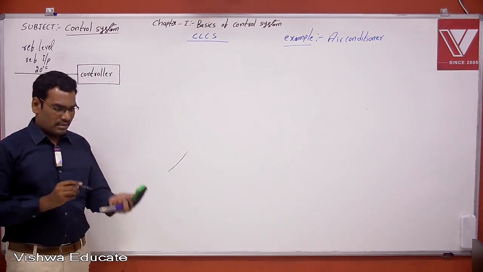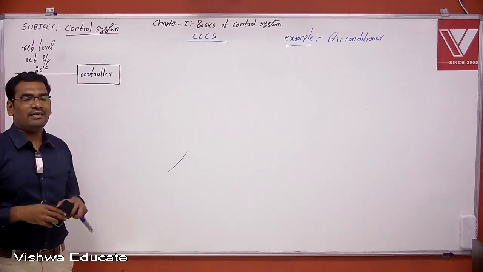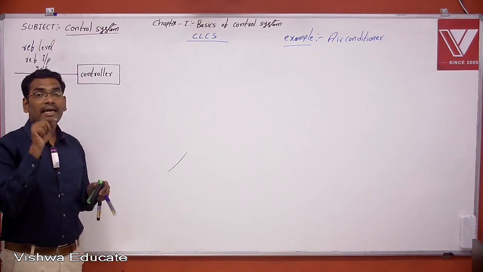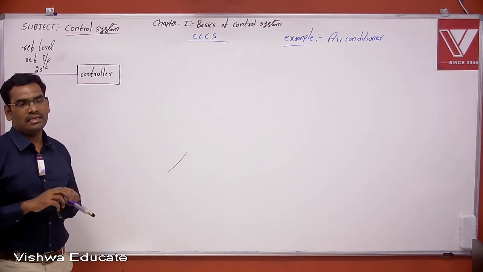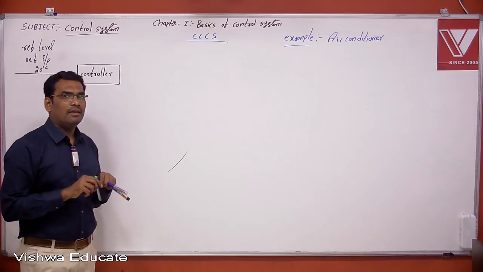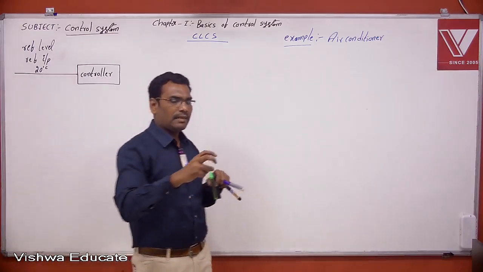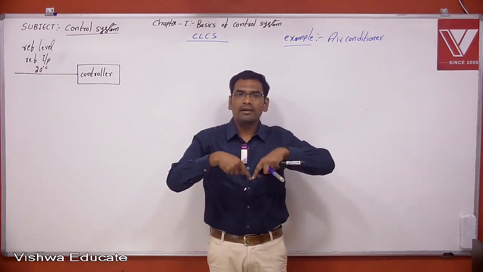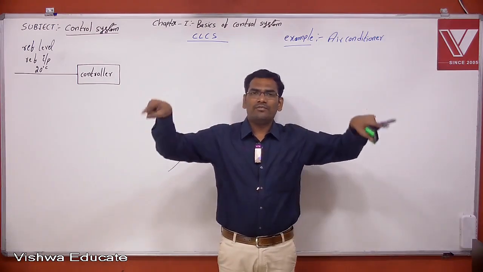Now, the question is, this is the air conditioner. Once you set the temperature as 20 degrees centigrade, the air conditioner will have a sensor. Is it right or not? The air conditioner will have a temperature sensor. It will sense the actual temperature of this particular room.